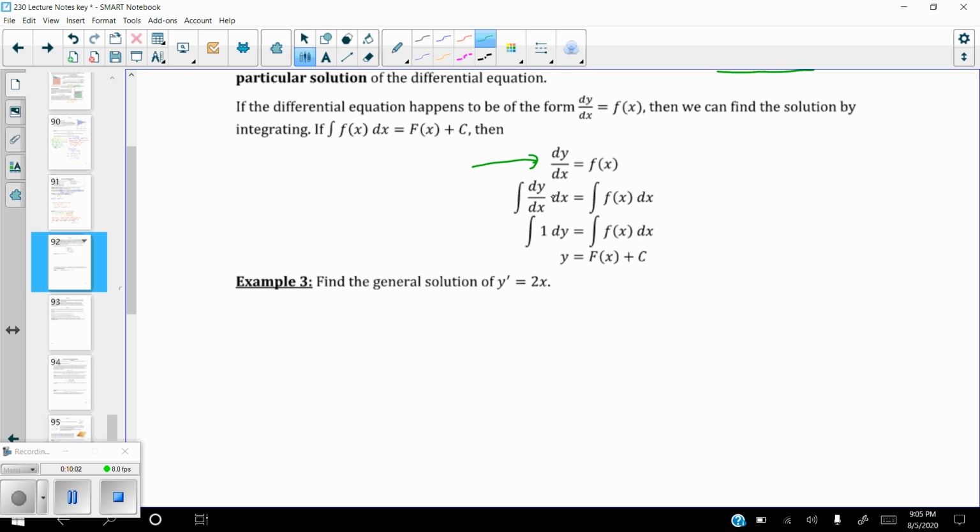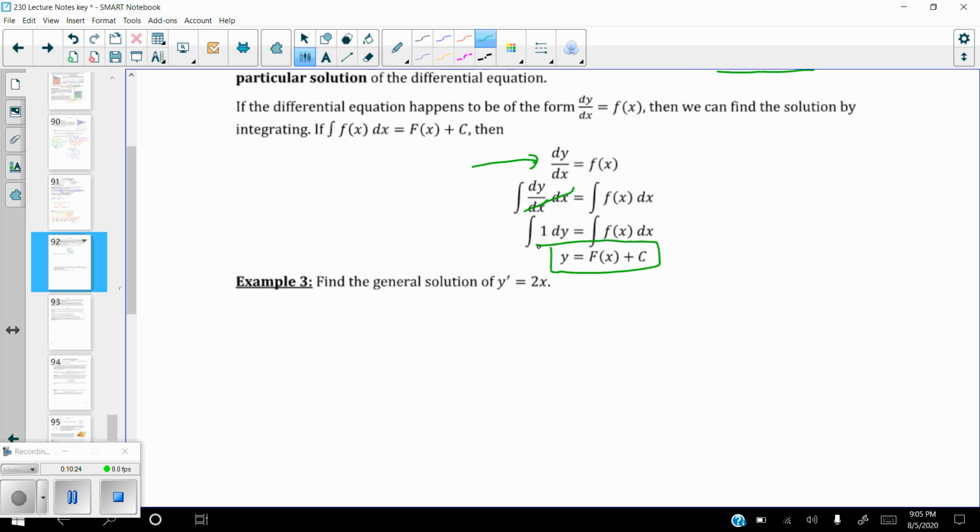what you can see over here is on the left side, the dx's cancel out, and you're just left with the integral of 1 dy. On the right side, you're just going to have the integral of f of x dx. The integral of 1 with respect to y is just going to be y. The integral on the right side is the capital F of x plus c, and there you go, exactly what we said we were going to get.